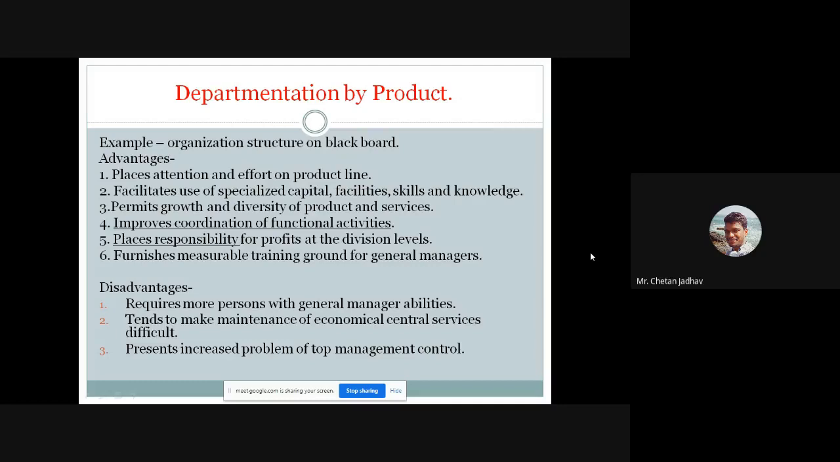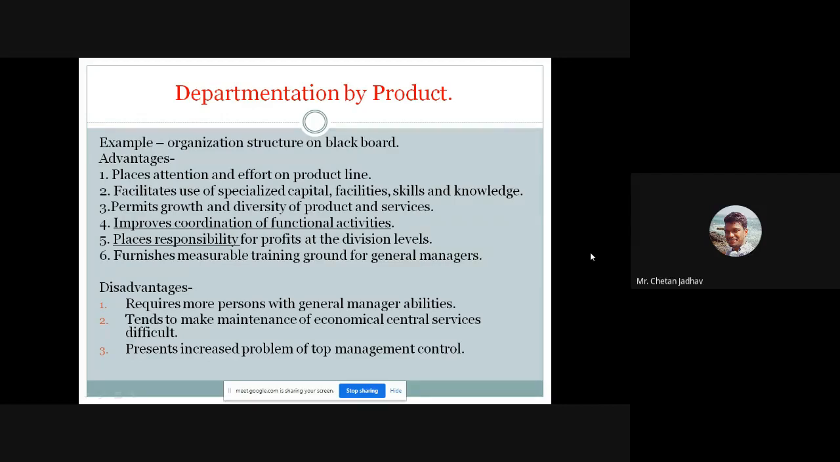Now you can see what the advantages of departmentation by product are. The first advantage: it places attention and effort on the product line easily. That will be a great output for any organization, to check and see activities for each and every product in a separate manner. Suppose I want to focus on the trucks of Tata, so I will focus on that department only.